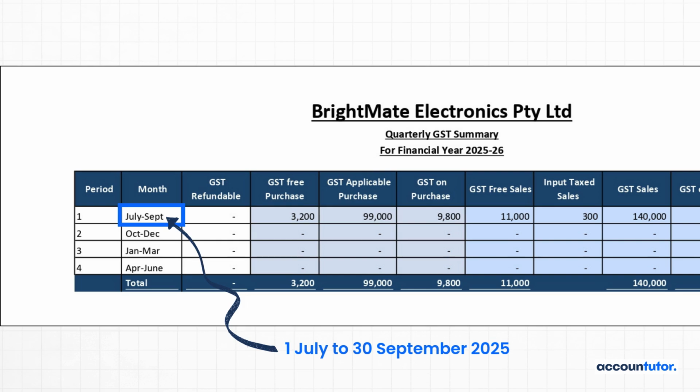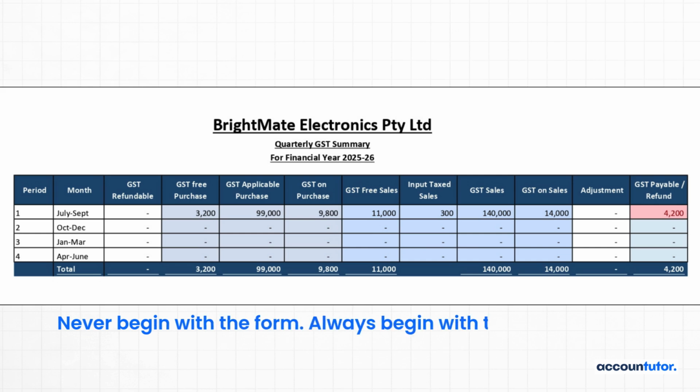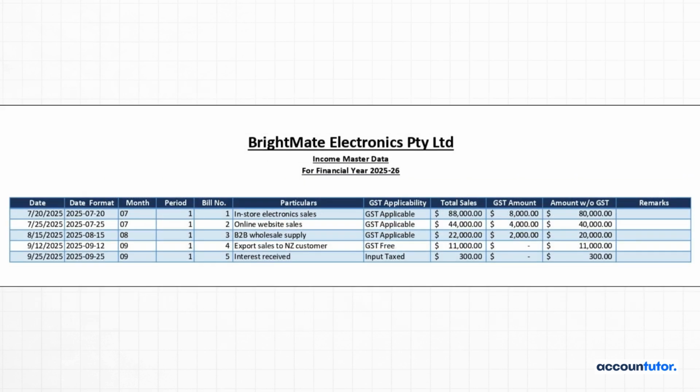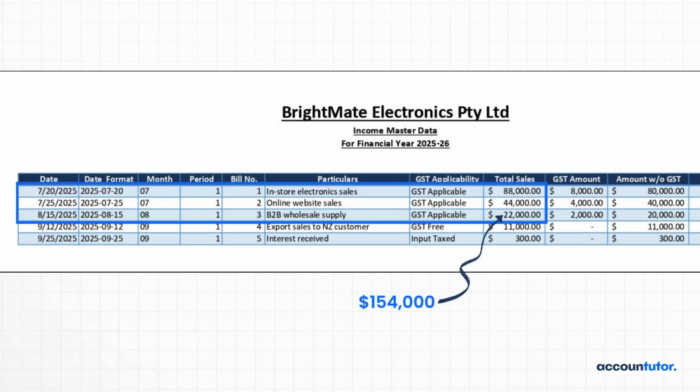Before opening the BAS form, the first discipline of a professional is this: never begin with the form. Always begin with the transactions. The BAS is only a summary of activity that has already happened, so we must first understand the quarter's financial activity clearly. During this quarter, Brightmate made total taxable sales of $154,000, and that amount includes GST. Since GST is 1/11th of the total, the GST collected on these sales is $14,000.